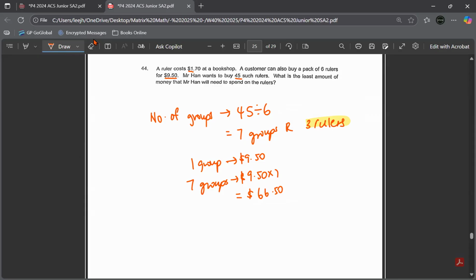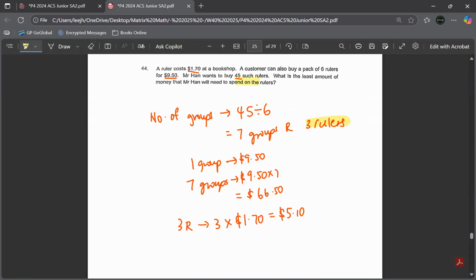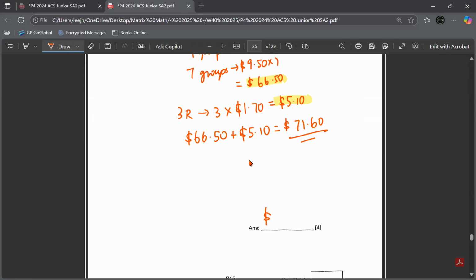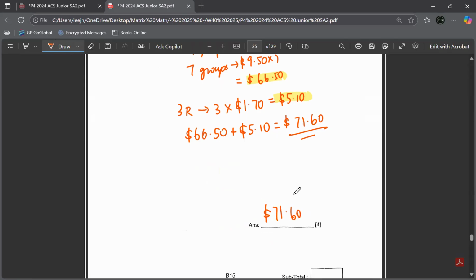One ruler is actually $1.70. This one cannot buy in bundles of six, so you buy individually. So one ruler $1.70. Three rulers will be 3 times 1.70, $5.10. So how much did he have to pay for the rulers? You know that this is 7 groups, 66.50. Three extra, 5.10. So 66.50 plus $5.10. Your answer is $71.60. Okay, that's your answer. 71.60. Always finalize your answer.